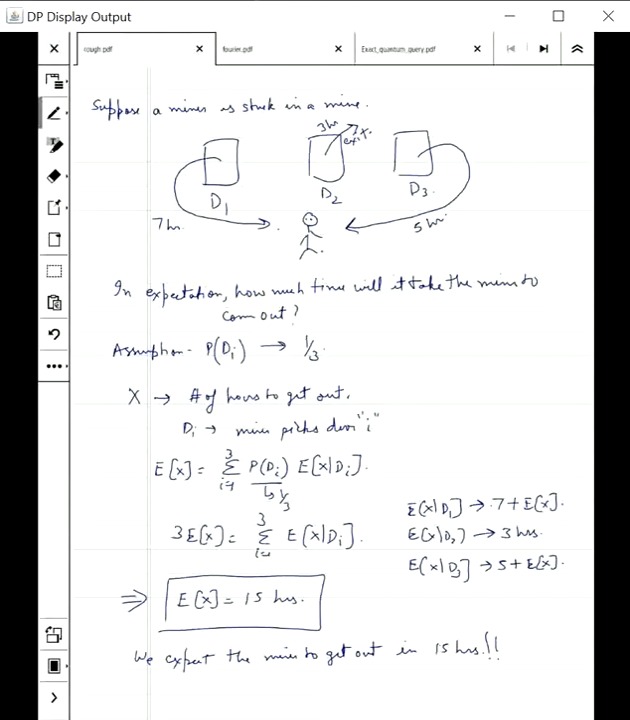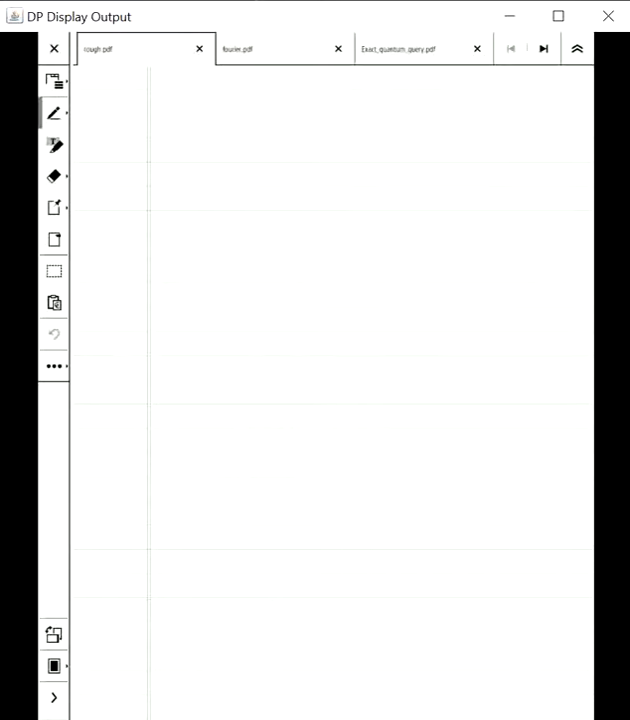These were some simple things about expectation. Next, I'm going to talk about another construct, another property of expectation, but of paramount importance.